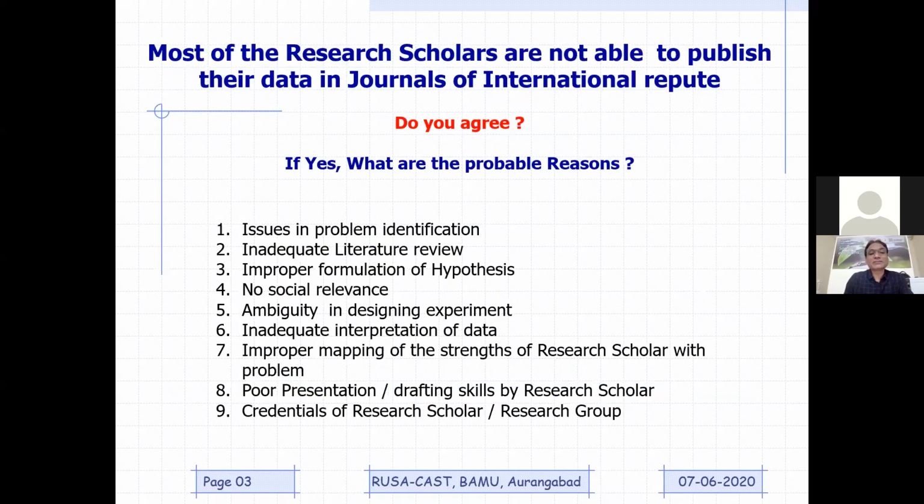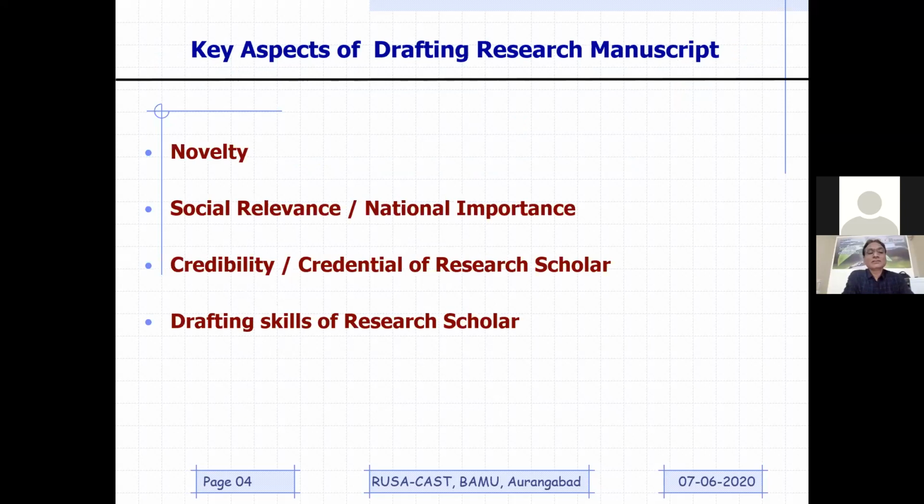And then later on, we went ahead and discussed this as well. I mean, why most of the research scholars are not able to publish their data in journals of international repute. We discussed this earlier also on the very first day, and what the reasons are, we have already discussed twice. Now this is going to be a new slide.